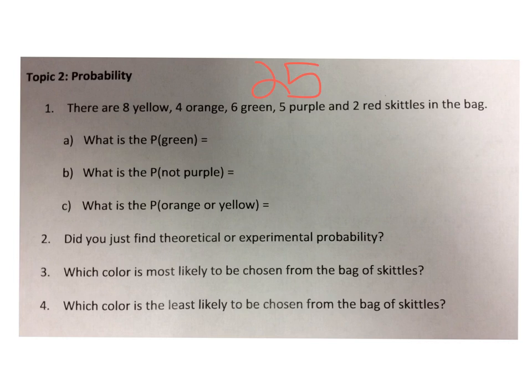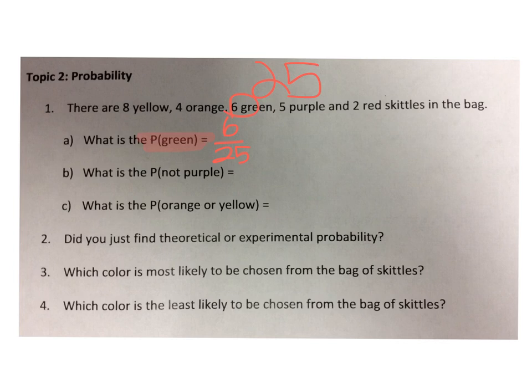Okay? So then the first question says, what is the probability of green? So does everyone see this P and the probability of green? So the P next to the parentheses means I want the probability of getting the green Skittle. Okay? So how many green Skittles are there? There's 6 out of 25. Now, can you simplify that fraction? You can't, because 5 goes into 25 but not 6.